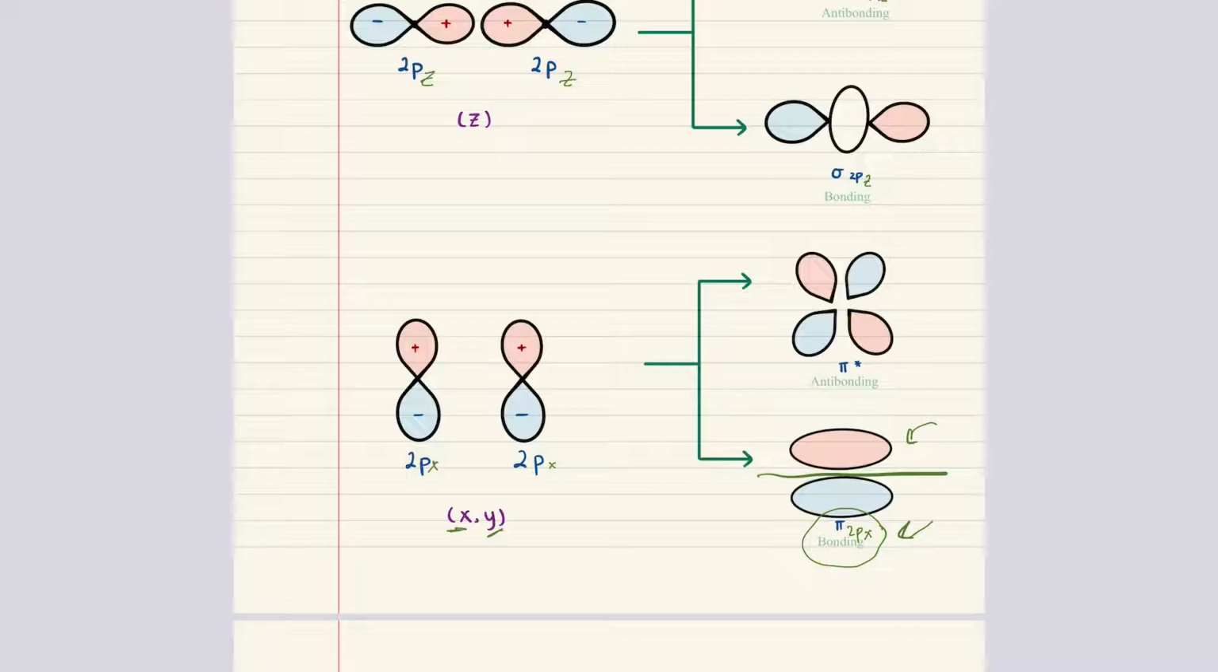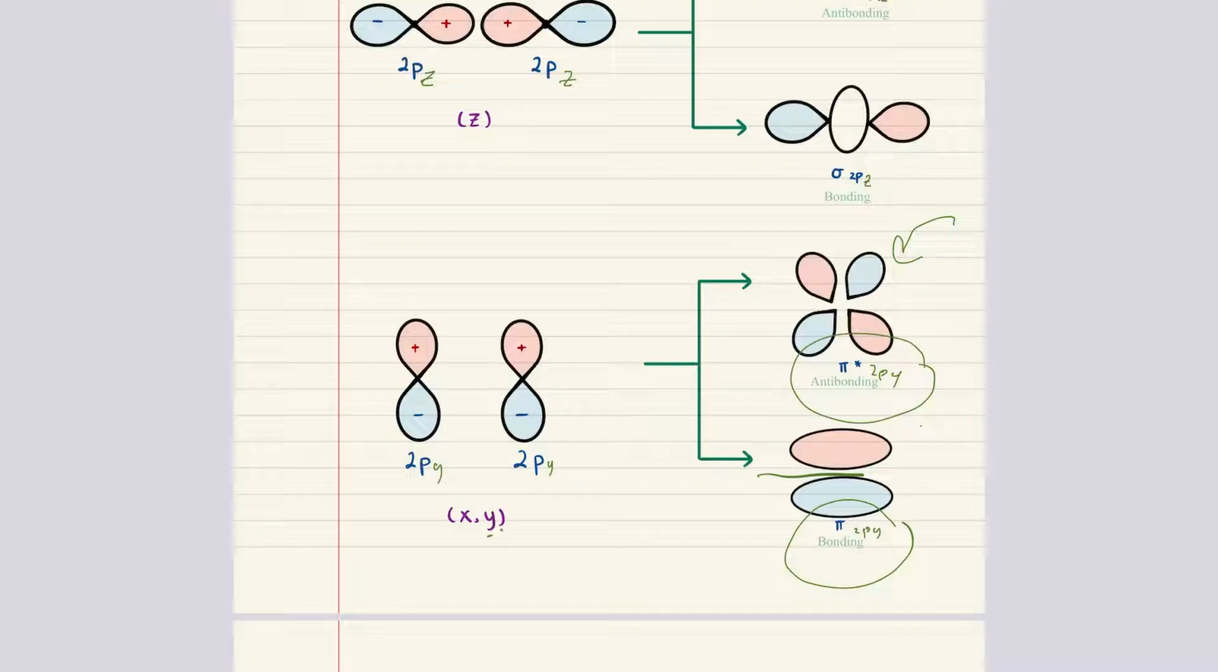directly between them. Since this overlap is less direct than sigma bonding, pi bonding tends to be weaker than sigma bonds. Similarly, there's also an out-of-phase combination, which creates an anti-bonding pi star 2px orbital. Here, there are nodes between the atoms that, again, leads to destabilization. We can do the same thing for 2py orbitals. If we have 2py orbitals, they can overlap in phase to form pi 2py bonding orbitals or pi star 2py anti-bonding orbitals.